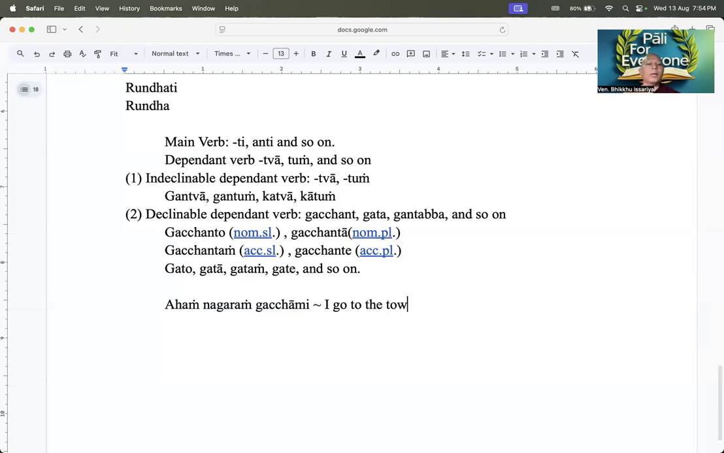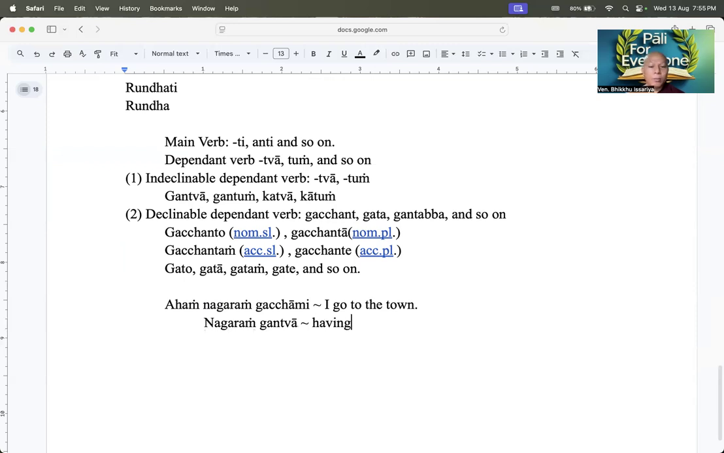I go to the city, I go to the town. So maybe based on this sentence, we can use that gachami. Instead of gachami as a finite verb, like a gandoa. Gandoa, because this one is coming from the root, or coming from the verb. That is why it can have an object like this: Nagaran, gandoa.